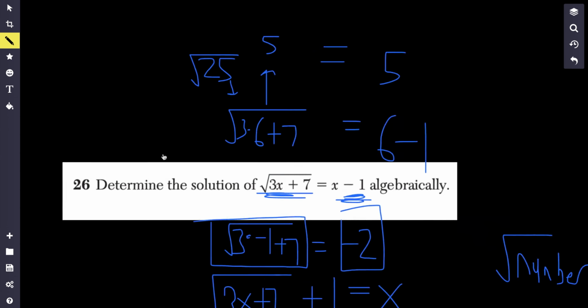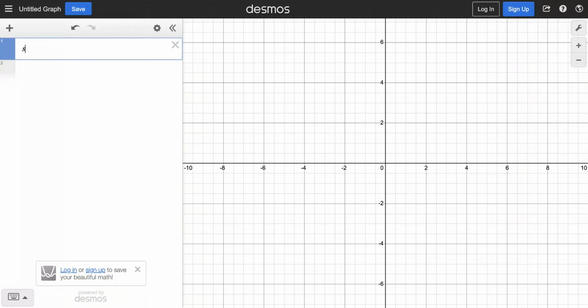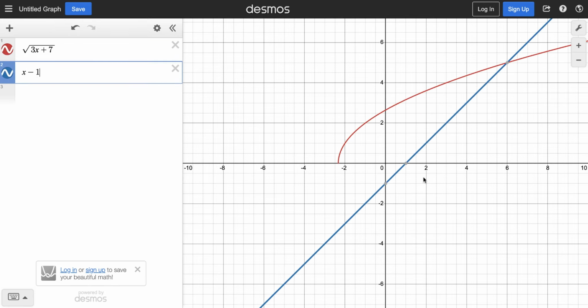Once again, we can do our check. And 6, 5. Yep, there's no answer with -1. That's a fake solution.